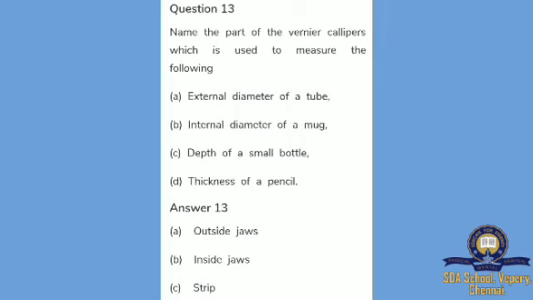In question 13, name the parts of the vernier caliper which are used to measure the following. The external diameter of a tube is measured by the outside jaws, internal diameter by the inside jaws, and depth of a small bottle by the strip at the back side of the vernier caliper, and the thickness of a pencil is measured by the outside jaws. And these are the questions.